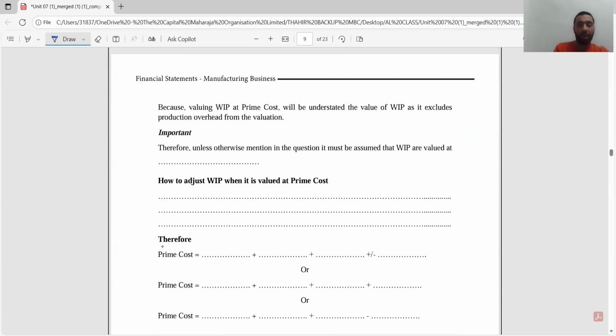Because valuing at prime cost will understate the value of WIP as it excludes production overhead from the valuation. Right? So we will learn this, don't worry. Important. Therefore, unless and otherwise mentioned in the question, it must be assumed that WIP are valued at what? Total production cost.